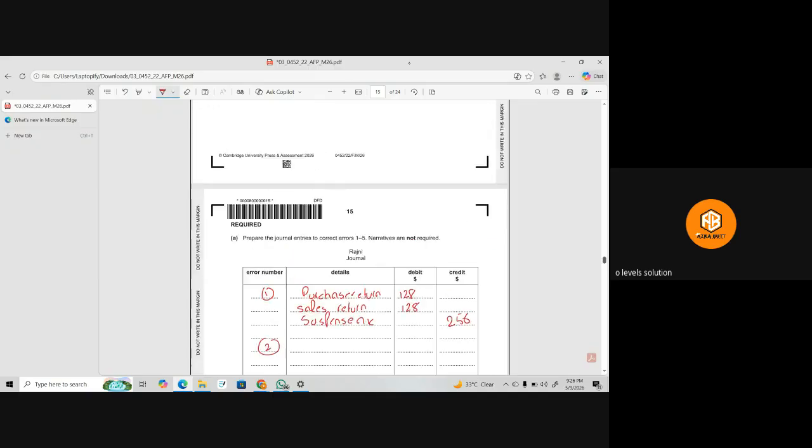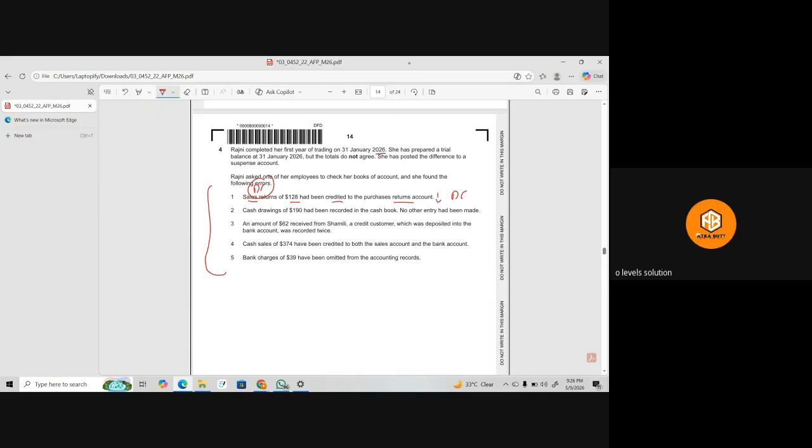Now let's see the second error. They're saying that cash drawings of 190 had been recorded in the cash book, no other entry had been made. So basically, they credited the cash book, but they forgot to enter this entry into the drawings account. It was already deducted, because definitely if there's a drawing, the money is deducted from the account for personal use. So the cash book will be credited, but the corresponding entry, the drawings debit, they haven't made.